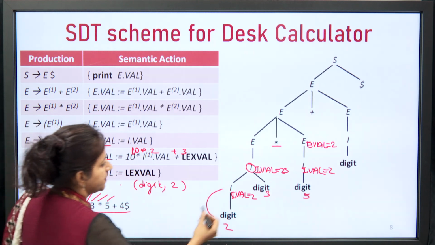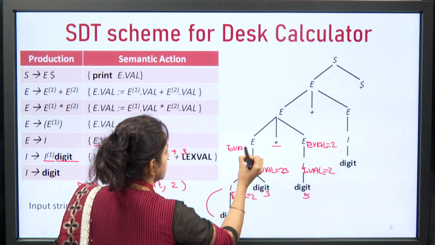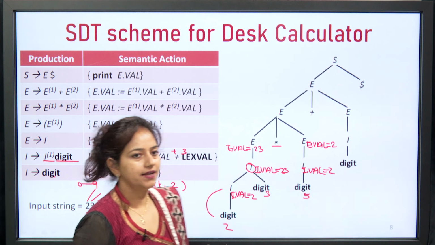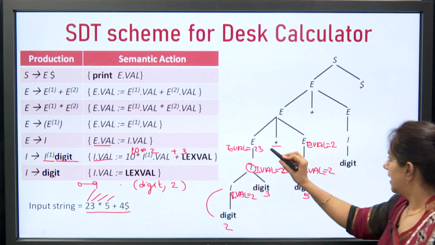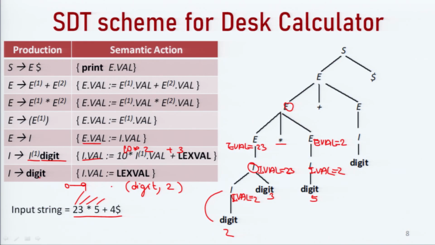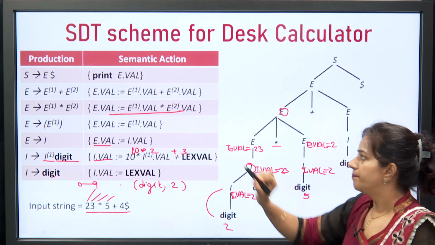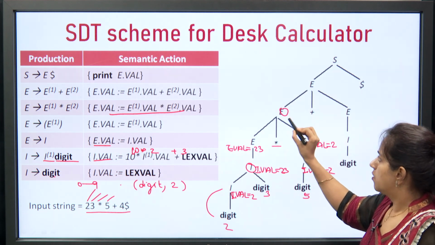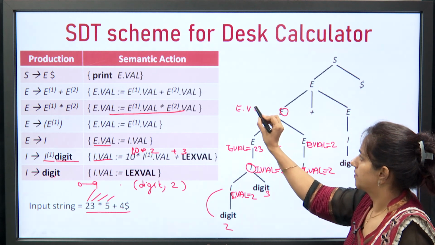Now, again similarly, E dot val is equal to I dot val. At this reduction we can calculate E dot val is equal to I dot val, so this is equal to 23. Now, again there is one reduction, that is E multiplication E to capital E. For this we will apply this production and perform this action. In this action we will calculate the value of the translation at this non-terminal. So, this is E dot val.